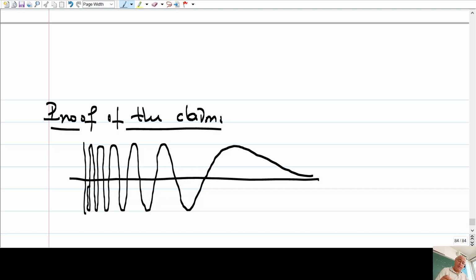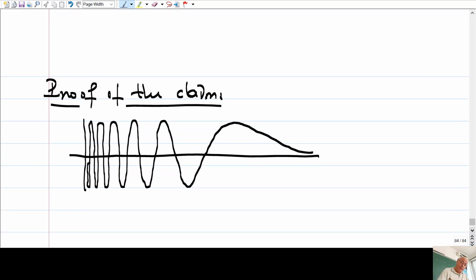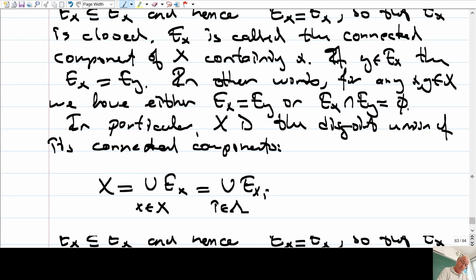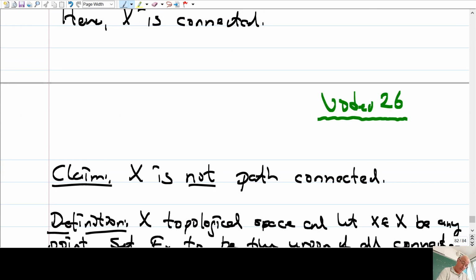Okay. Now let's assume for the moment that this space is path connected. Assume on the contrary that... buna x mi demiştik? Evet.